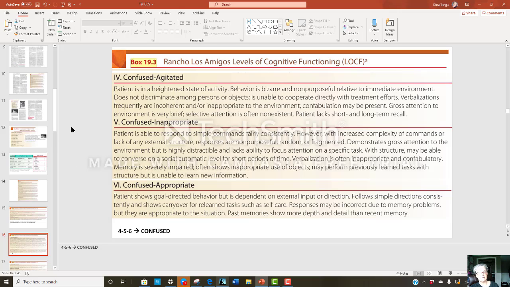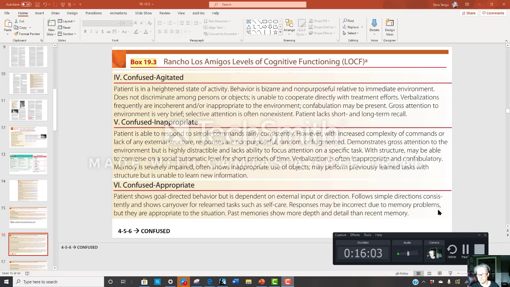Gross attention to environment is very brief. In the gym, they cannot concentrate, have no idea where they are or what they're supposed to be doing. Selective attention is often non-existent. The patient lacks short and long-term recall. You just told him what we were in here doing, and 2 seconds ago he still doesn't understand. Confused and agitated. Let's go look up confabulation because I don't know what that means.